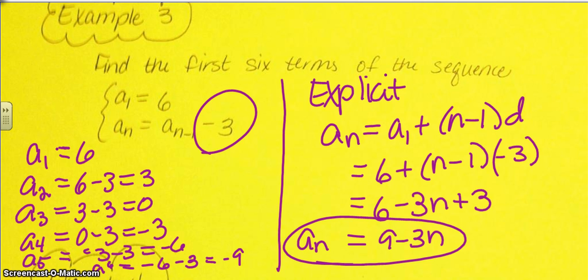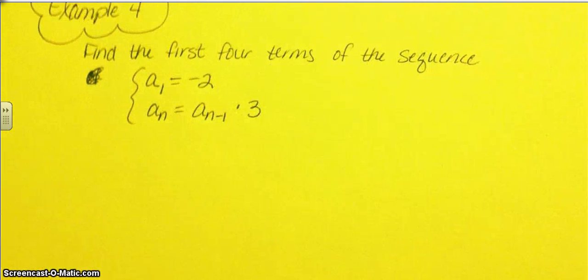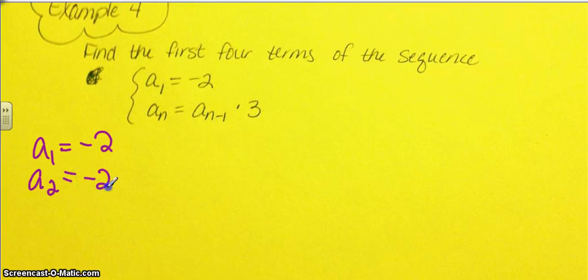Example 4 is really similar to the last two. We need to use this recursive formula to find the first 4 terms. But the difference between this and the last two is that this is a geometric sequence, and I can tell because I'm multiplying by 3 to get the next term. So a sub 1 is equal to negative 2. A sub 2 is equal to negative 2 times 3, which is negative 6.